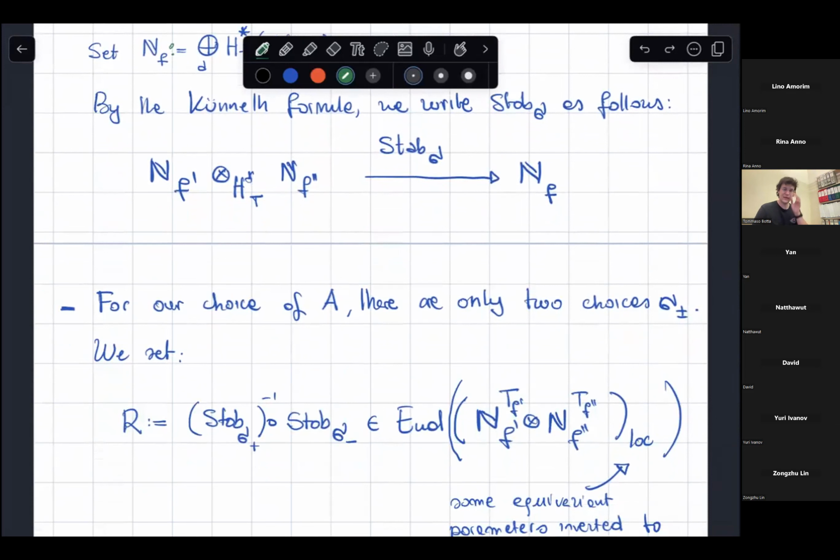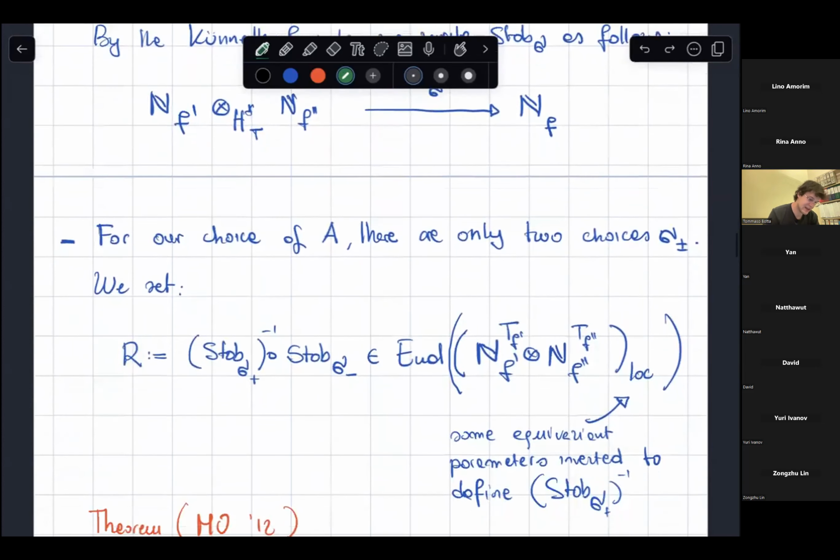I will denote them in this way. And then we define the R matrix as the transition matrix between stable envelopes for different choice of cocharacters, sigma plus and sigma minus. And by construction, this will live in the endomorphism ring of this tensor product of two cohomologies of quiver varieties. And as you see, here I'm localizing in the sense that I'm inverting some equivariant parameters. And this is required to define the inverse of the stable envelope.